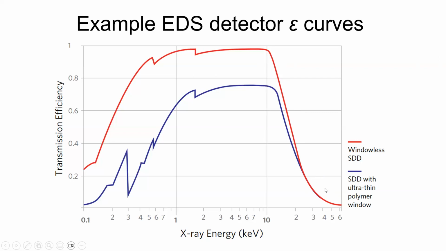Okay, so you can see, primarily, if we were to look at something like oxygen, oxygen has an energy right around here. You can see the benefit that we got from getting rid of the window. So we're almost at 90% efficiency now versus what we had previously, which was around 30% efficiency with a window.